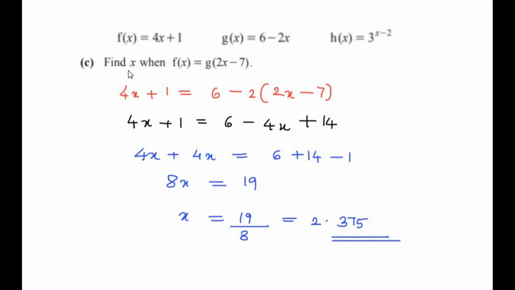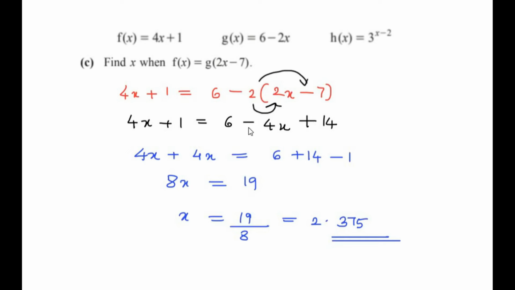Now in the C question we need to find x when f of x is equal to g of 2x minus 7. Now f of x we have been given as 4x plus 1 is equal to, now in g of x, wherever we have x, we have to replace it with 2x minus 7. So here we have written 6 minus 2. Now in place of x, we are going to write 2x minus 7. Now the left hand side remains the same, that is 4x plus 1 is equal to 6 minus. Now we are going to expand this bracket, that is minus 2 times 2x gives us minus 4x and minus 2 times minus 7 gives us plus 14.